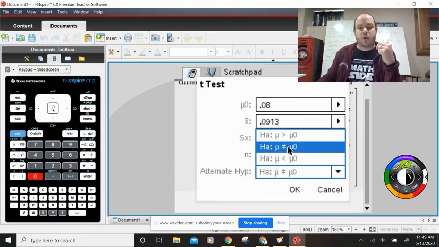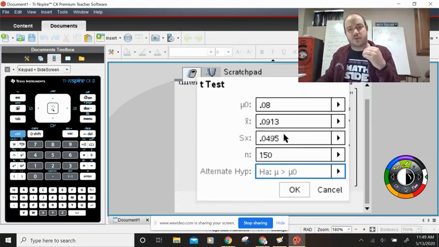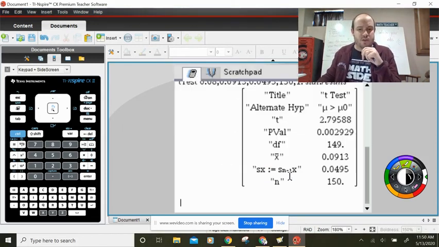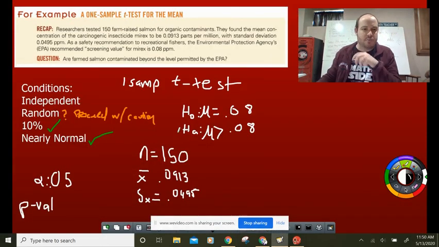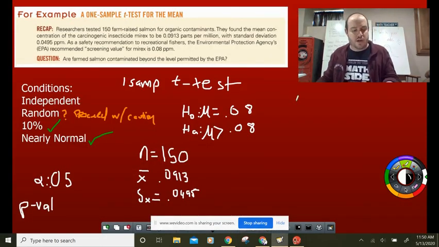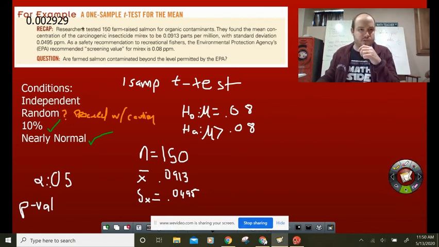Now remember, we are going to need to change this because we said that our alternative was that we care that it's greater than that. So we're going to switch that to greater than. We're going to hit OK, and we're going to get our information. Notice our p-value is right here. So we're going to go ahead and copy that and pull it over to our actual screen over here. So let's pull this down into our p-value.